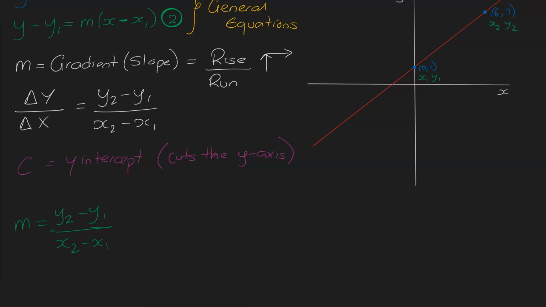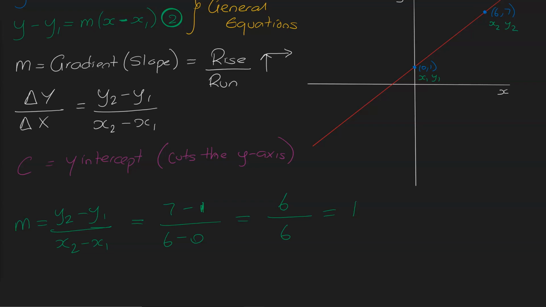Just making sure x1 and y1 are in the same coordinate set, and x2 and y2 are in the same coordinate set. Now substituting those values, I'll have 7 minus 1 over 6 minus 0, and I can simplify that out. So 7 minus 1 is 6, 6 minus 0 is 6, and my gradient is 1.